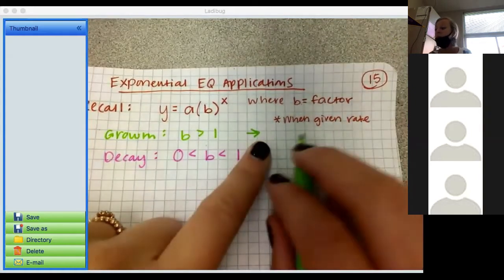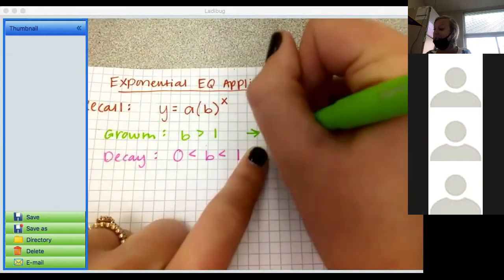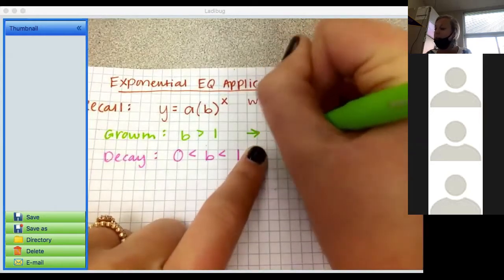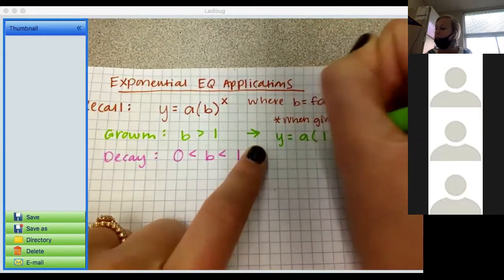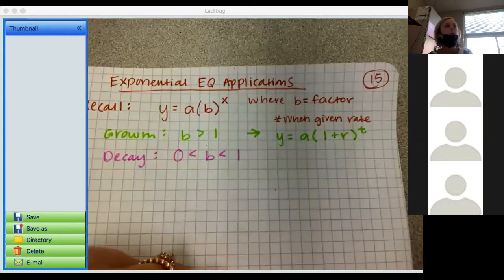So who remembers how we find the factor for growth? Not minus if it's growing. Good. So y equals a times 1 plus r to the t, right? Or you could say to the x. X is always time in these.